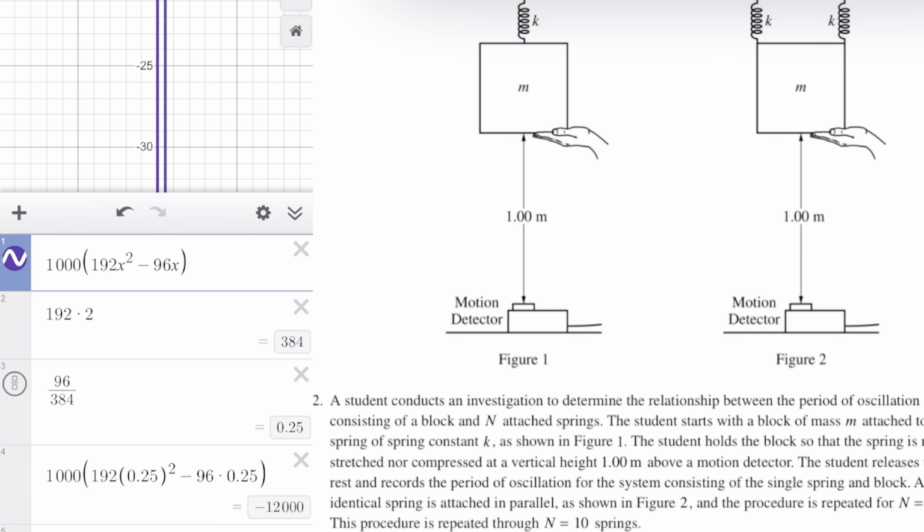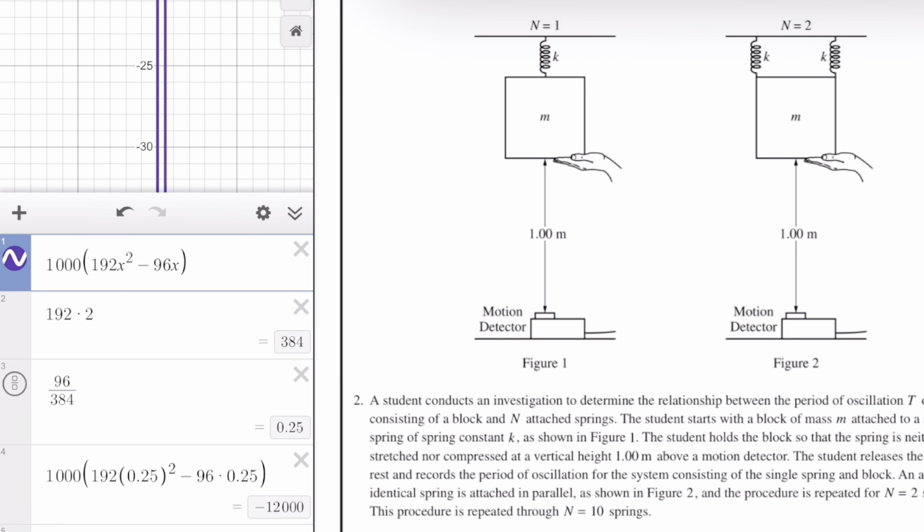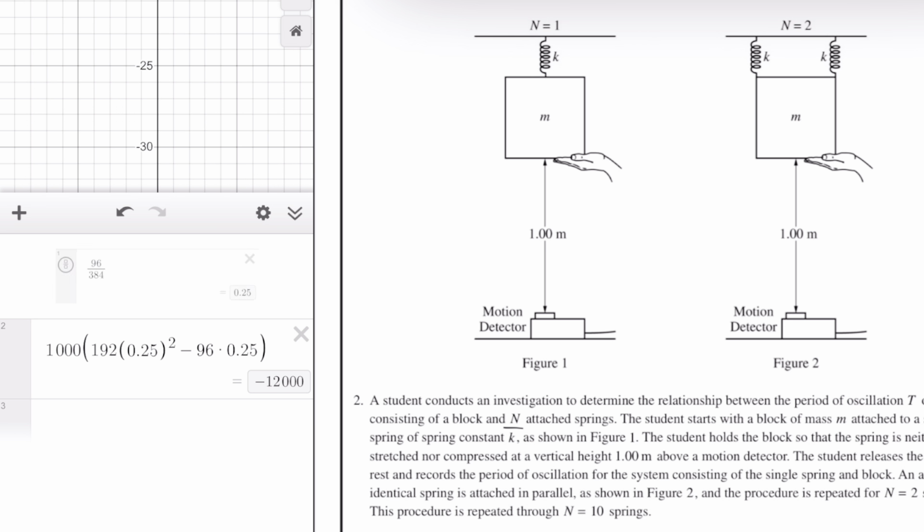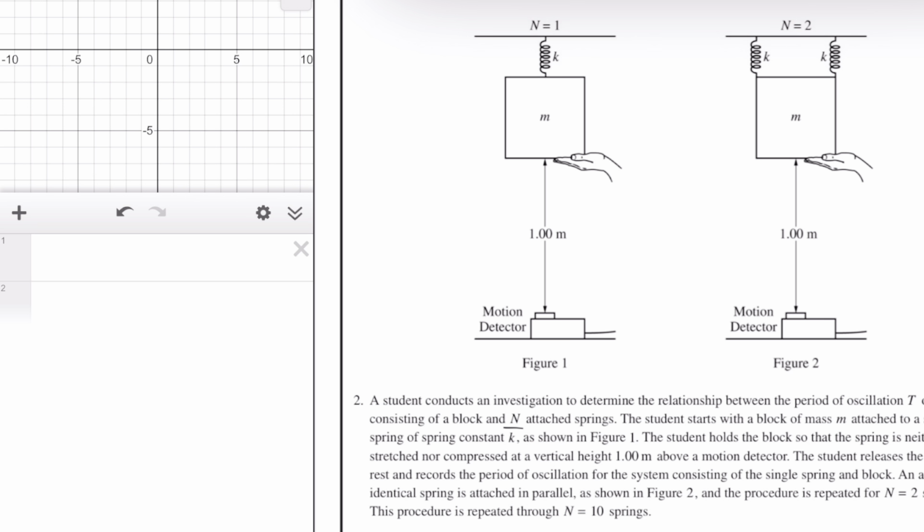Yeah, so let's see. So question 2, a student conducts an investigation to determine the relationship between the period of oscillation T for a system consisting of a block and N attached springs. The student starts with a block of mass M attached to a single ideal spring of spring constant K, shown in figure 1. The student holds the block so that the spring is neither stretched nor compressed at a vertical height of 1 meter. So it's at equilibrium above a motion detector.